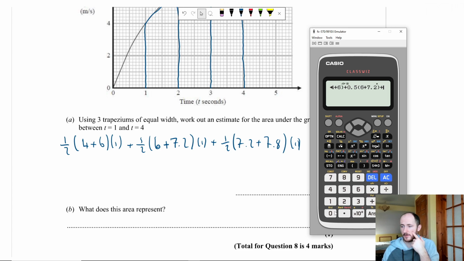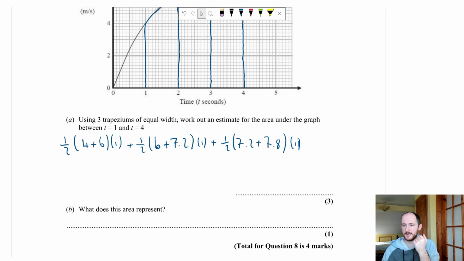7.2 plus 0.5, 7.2 plus 7.8 gives me 19.1 meters. Oh, I just gave it away. What does that represent? It represents the distance traveled in that kind of time interval right there.